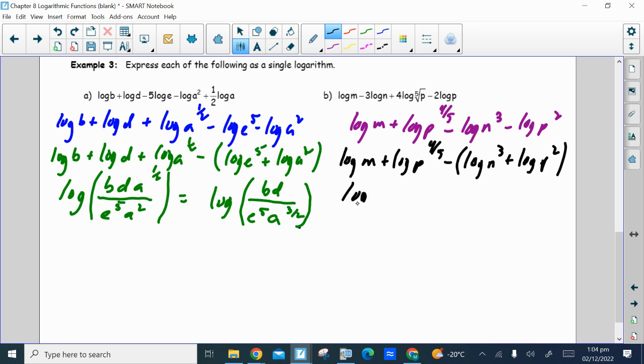But this allows us to combine those first two terms by using the product law, and the minus will be using the quotient law. But again, those two terms inside, because they're added together, we'll be once again using the product law.